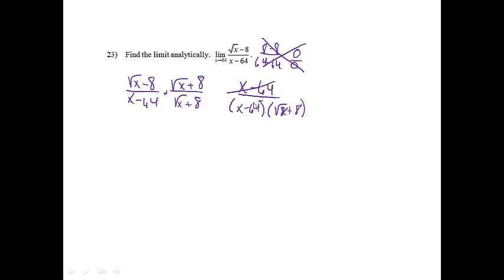And then I notice I can actually cancel out my x minus 64s. And if I do that, I'll be left with 1 up top, and then I'll be left with the square root of x plus 8 down below. The reason I wanted to do that was so now I can actually plug in 64. So if I do that, I'll end up getting 1 over 8 plus 8, and that simplifies to 1/16.